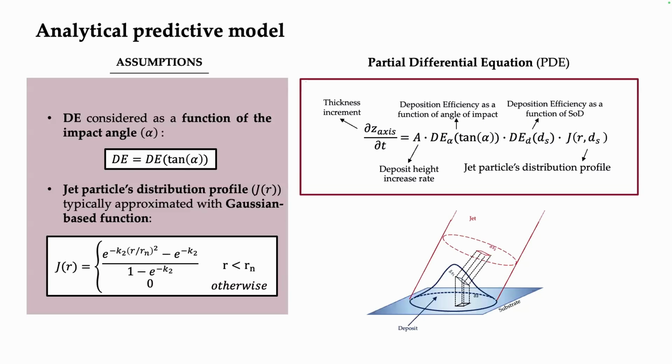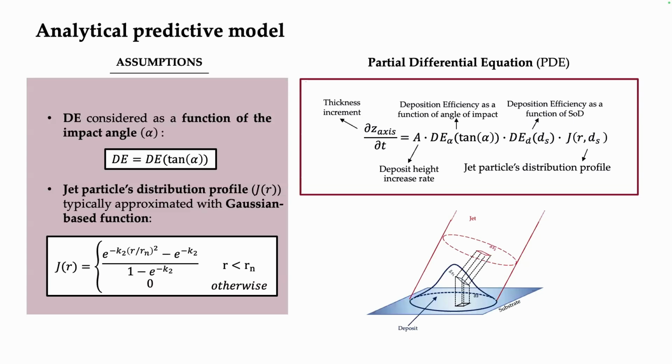So we have defined a series of partial differential equations based on the physics of the process that consider the effect of deposition efficiency affected by angle of impact and by standoff distance, and also the characteristics of the specific feedstock powder that we are using. And by iteratively solving this partial differential equation, we are able to predict the deposit thickness and how it evolves as we change the parameters.